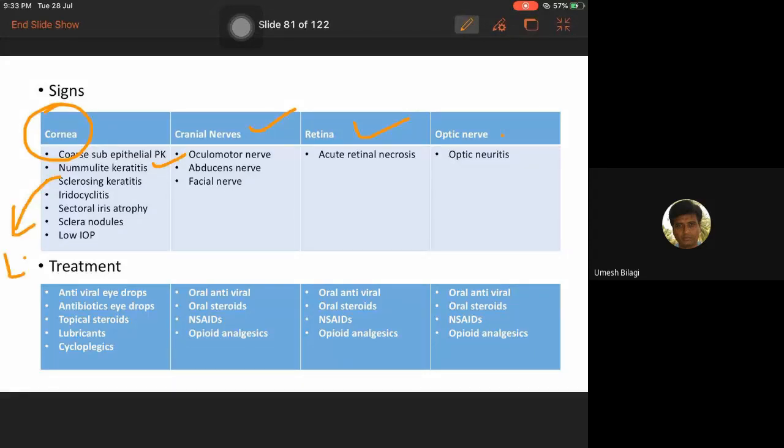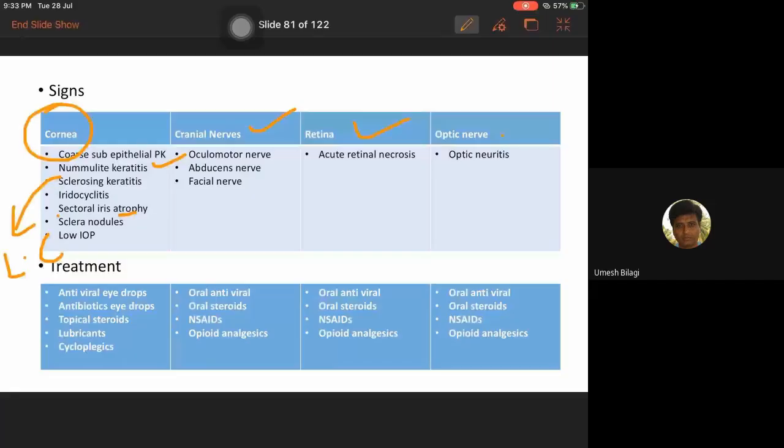Then you have the anterior segment involvement, where there will be iridocyclitis and sectoral keratitis. This question was asked in one of the quizzes at a national level conference. This is actually very important. You have to remember this: sectoral iris atrophy. Then there will be scleral nodule formation. You can have elevated intraocular pressure or decreased intraocular pressure. Then you have cranial nerve involvement.